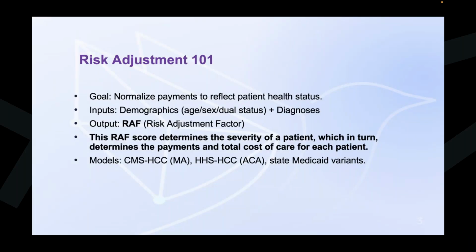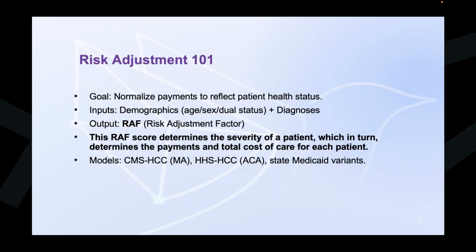So yes, now this ties into risk adjustment, as I said, because there's a risk adjustment score that's associated with every person. That score is called the RAF score, risk adjustment factor. Now, the goal is to normalize patients to reflect a patient's health status, of course, because we document each and every condition, right?